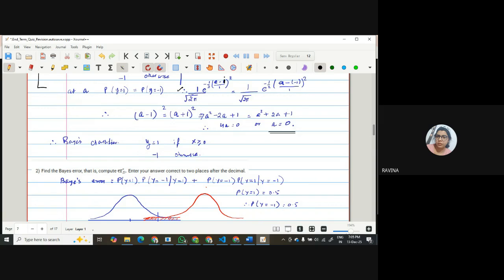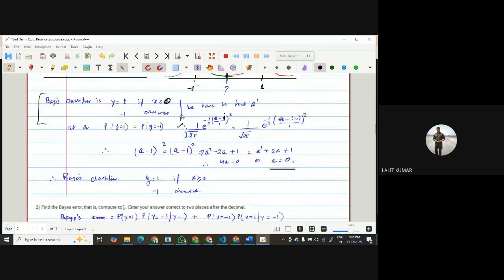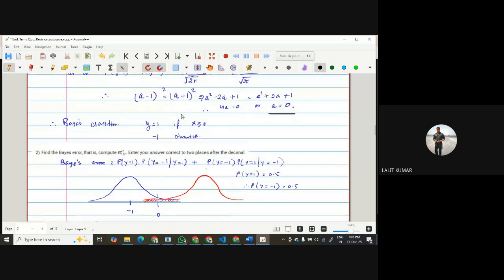Yes, sir. Okay. Second question is, find the Bayes error. That is, you compute the Bayes error R star D. Like I explained in the revision, these are the regions which will give us the errors. Enter your answer correct to two places. So Bayes error is probability of y = 1 times the probability of predicting y = -1 when actually y = 1.